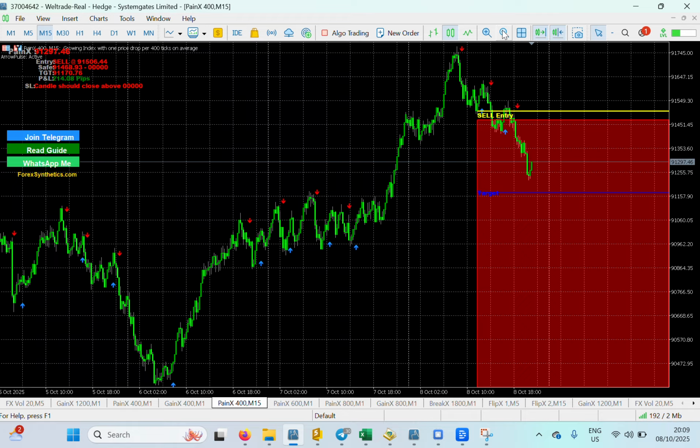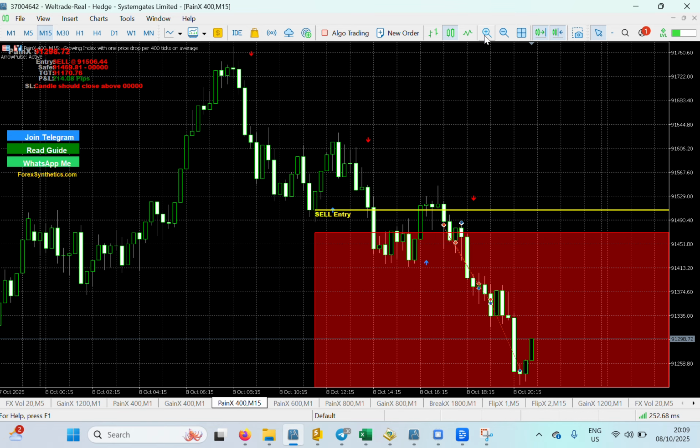Let's talk about how to best use it. The first thing that you must do is load it on chart. After loading it on chart, you must check the different time frames for the best entry. So let me come this side and hide my history and trade history again. This will show you how to best use it.